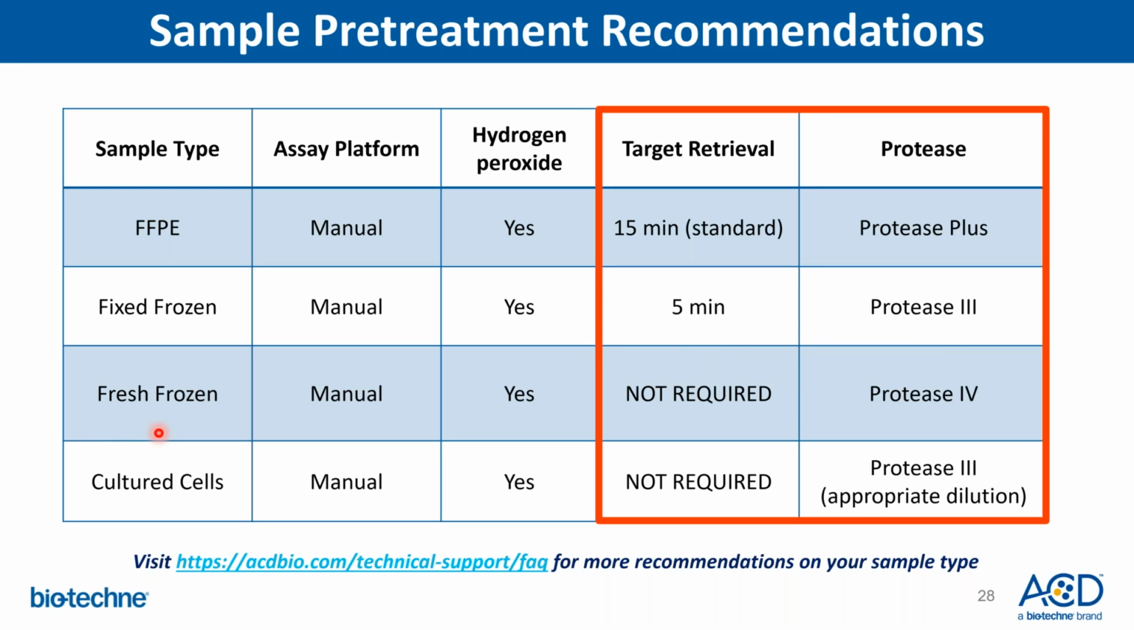And then for fresh frozen, since they do not get any fixation, target retrieval is not required, but you would use a harsher protease, which is Protease 4. And finally, for cultured cells, again, since they're not fixed overnight or fixed for too long, they do not need target retrieval, but they would need Protease 3 with an appropriate dilution, because cultured cells, unlike tissues, do not have a lot of extracellular matrix, which requires digestion using the protease enzyme. So these were some of the sample pretreatment recommendations.